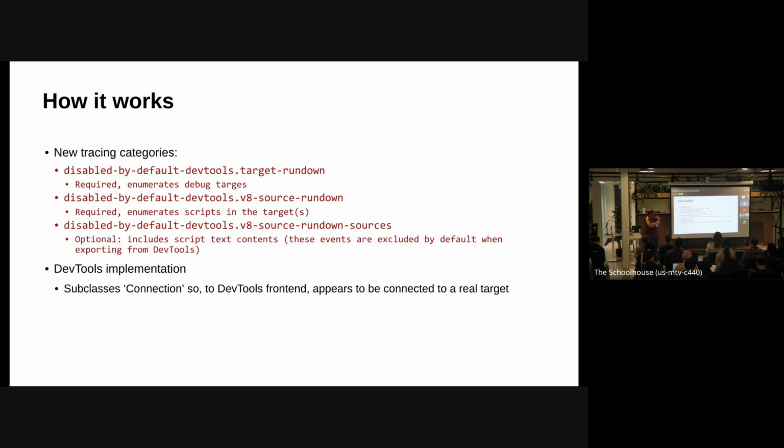So, like I said, there's three new tracing categories. DevTools will kind of subclass the connection when you load an enhanced trace to basically, from the DevTools perspective, act as if it's talking to a real debug target, but it's not. It's just talking to itself. And so it gets a set of interactions that looks as if it's there.